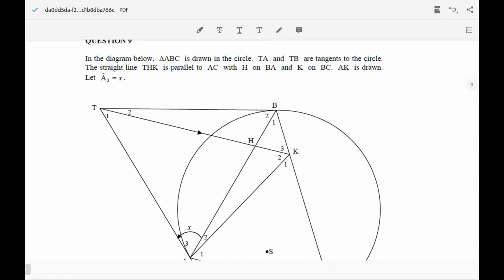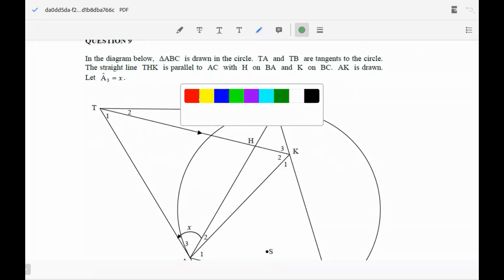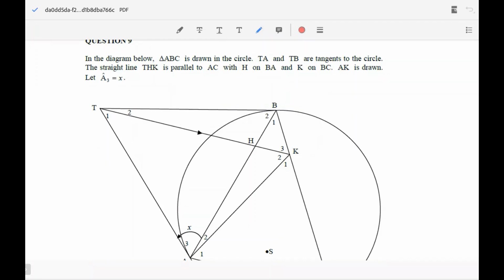In the diagram below, triangle ABC is drawn in the circle. TA and TB are tangents to the circle. The straight line THK is parallel to AC with H on BA and K on BC. AK is drawn. Let A3 equal X.